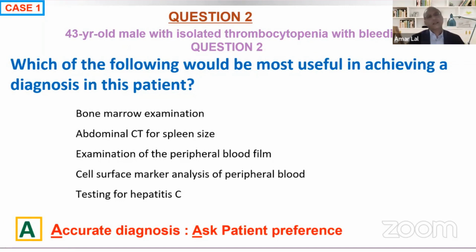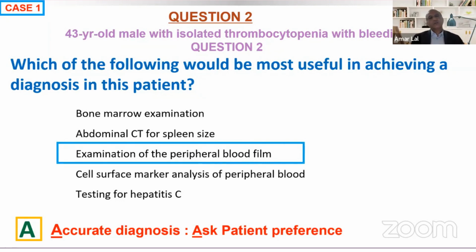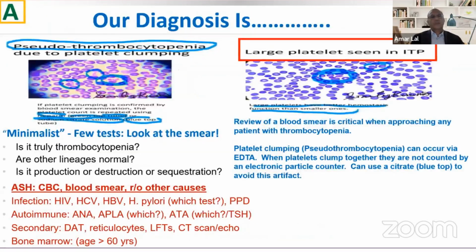So what is the key to making a diagnosis? There are options: we can go for imaging, an invasive procedure like bone marrow, or a simple blood test. The key is to examine the peripheral blood film. Why? First, you have to see the smear to rule out pseudothrombocytopenia. With the EDTA bottle, you always find some clumping, which is not picked up by the electronic particle counter, so you can use a citrate bottle. Second, in an ITP patient you will find large platelets. So make the diagnosis by the simple test of a smear.